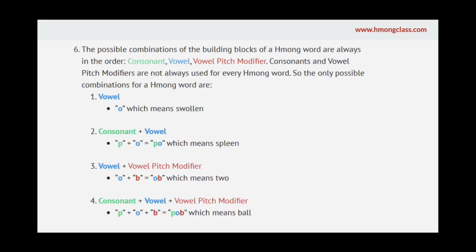So again, option number 3 is vowel plus a vowel pitch modifier, as in our example, all plus vowel pitch modifier B is all, which means 2. The fourth way of using these building blocks to form a Hmong word is to use them all together. So consonant plus a vowel and a vowel pitch modifier. In this case we have ba, which is the P, all, which is the vowel O, and then the vowel pitch modifier B makes the word ba.